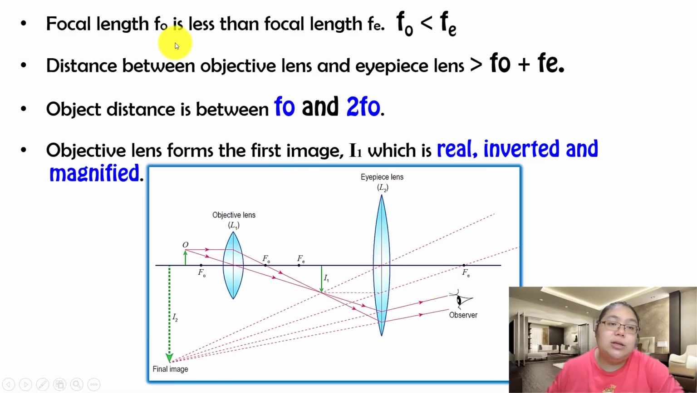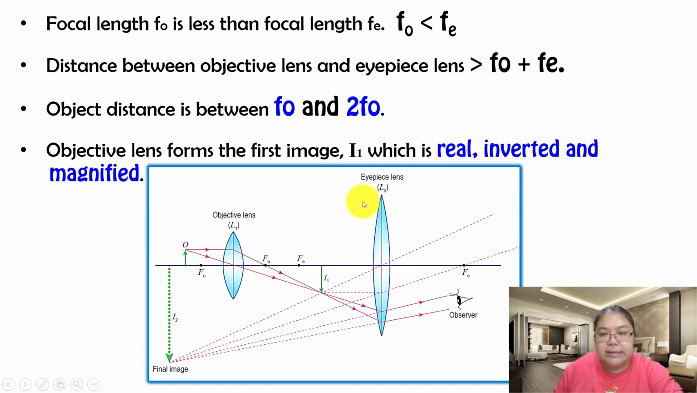Now we're going to introduce the focal length of the objective lens. FO is less than FE, just a little bit. Maybe this one is 5 cm, this one just 6 cm. That means just a little bit different, but both are high power. The distance between the objective lens and the eyepiece lens is more than FO plus FE.